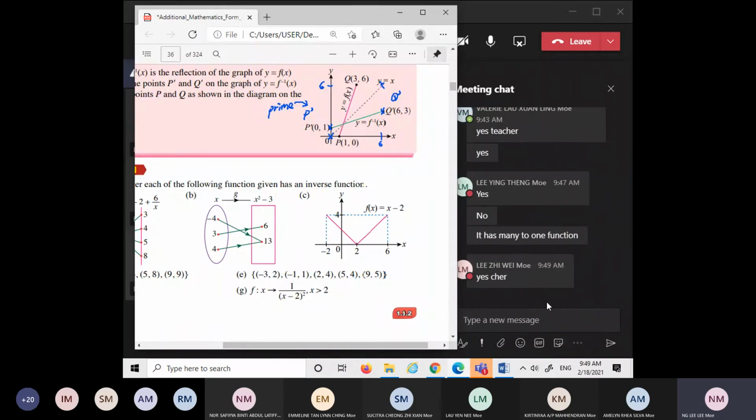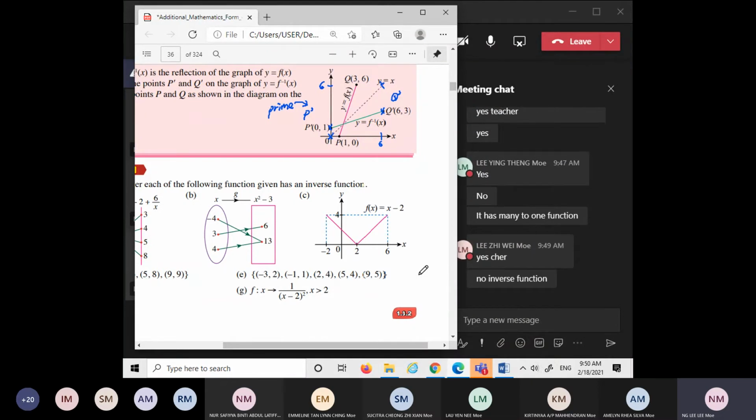Okay, now we go to C. Ziwei, can you do C? Does this function have an inverse function or not? No inverse function. Why? This one you can carry out the horizontal line test because this is a graph. The graph is given. No inverse function. So when you carry out the horizontal line test, you expand.